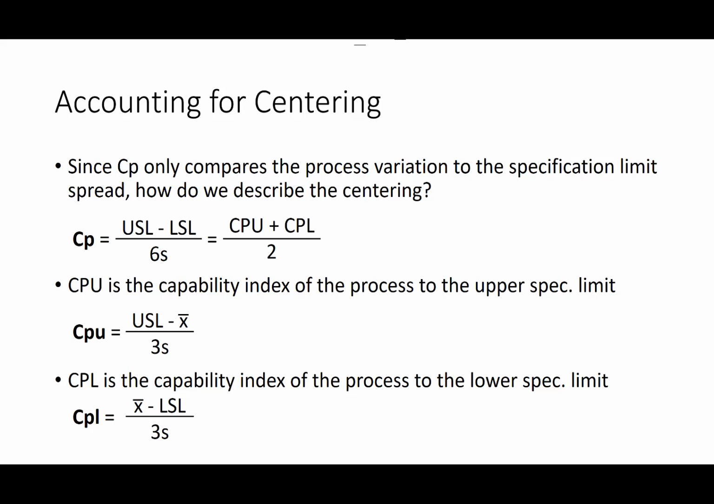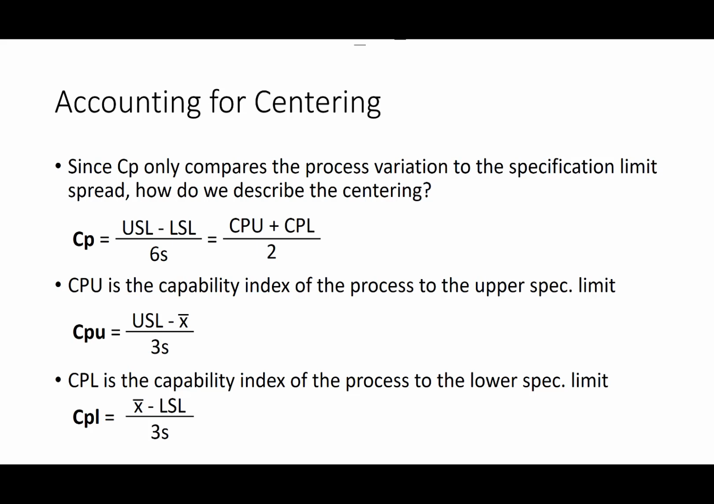Now, accounting for centering is where CPK comes into play. Since CP only compares the process variation to the specification spread, how would we describe the centering? Since CP only has the upper and lower specifications divided by 6 standard deviations, CPK uses 2 factors called the CP upper and the CP lower.